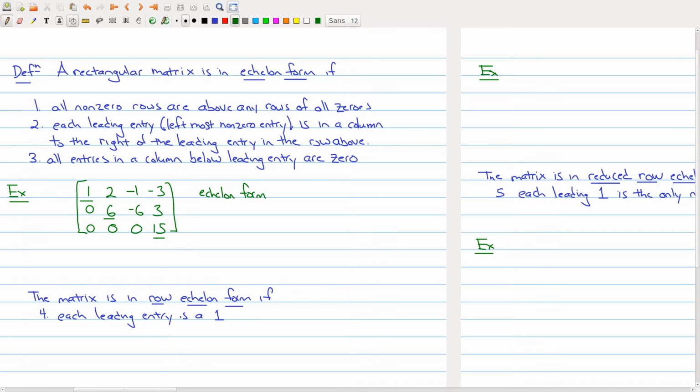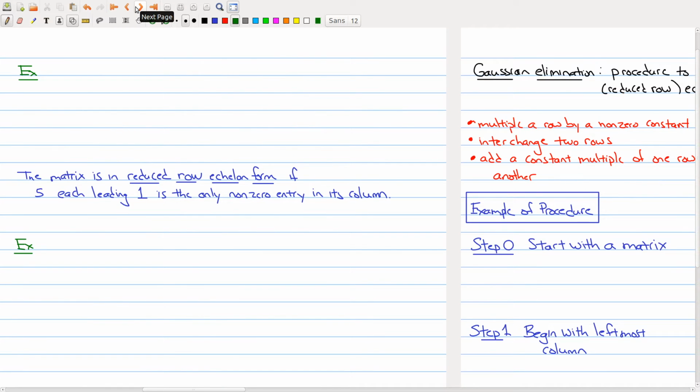However, I will give you an example of something that's in row echelon form. I will take the matrix 1, 2, -1, -3, 0, 1, -1, 1/2, and 0, 0, 0, 1. So this is in row echelon form.